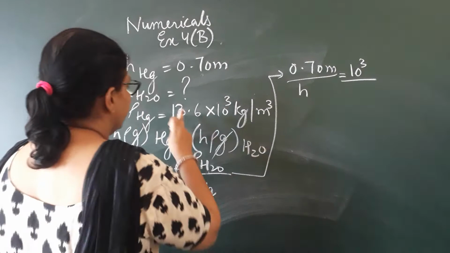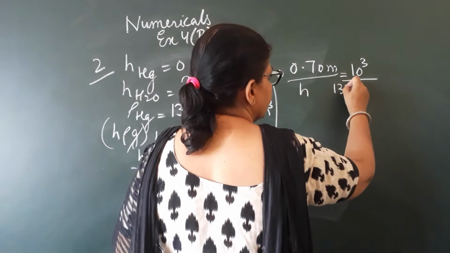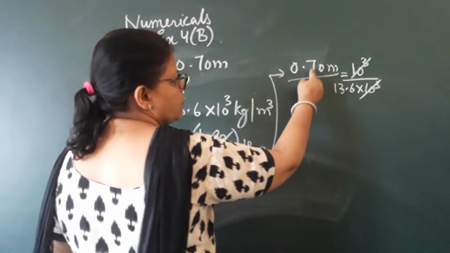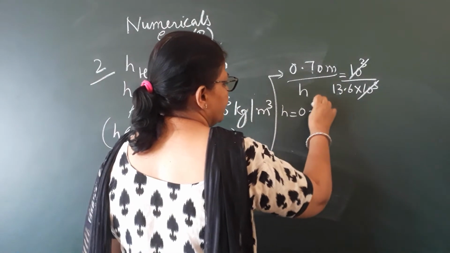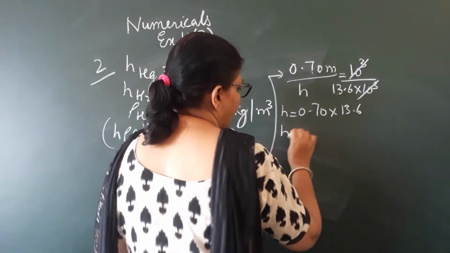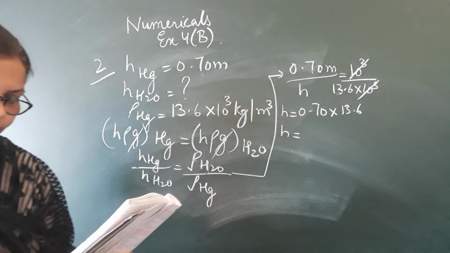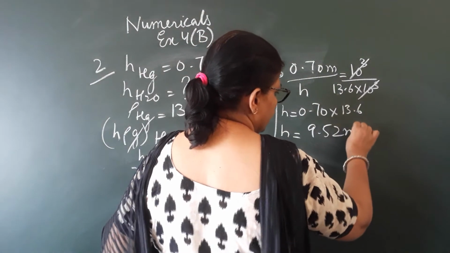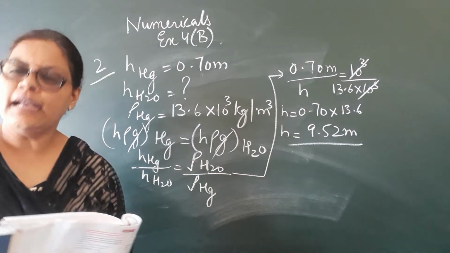Okay, upon what is the density of mercury? 13.6 into 10 to the power 3. This cancels and I cross multiply. So I get H is equal to 0.70 multiplied by 13.6. And when I solve this, I get the answer as 9.52 meters. You can solve it, children, and you will get this answer.